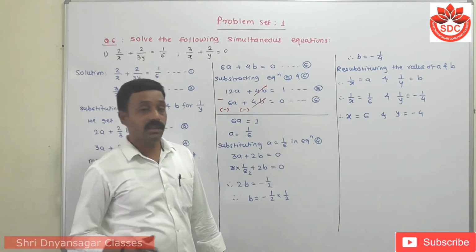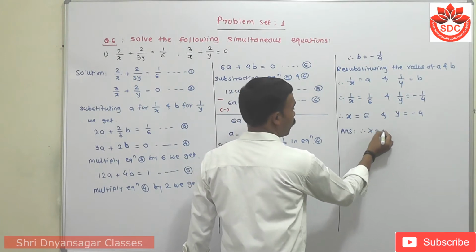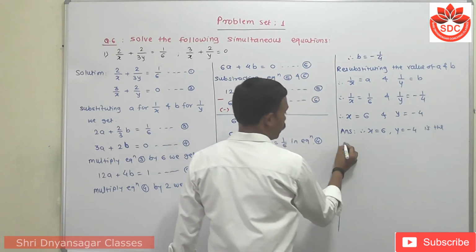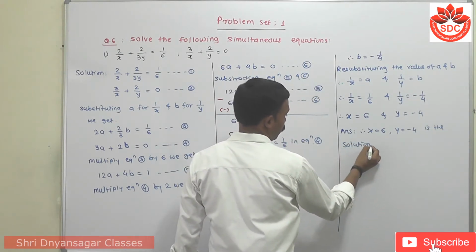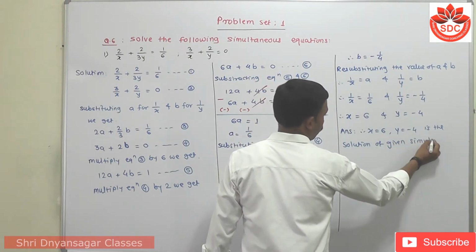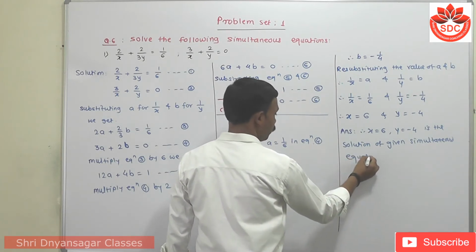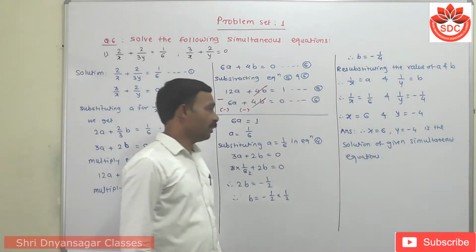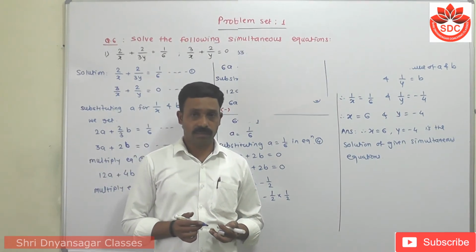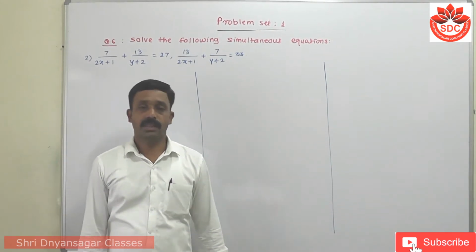So we write the answer in a full sentence. Answer: therefore x is equal to 6, comma, y is equal to minus 4 is the solution of the given simultaneous equations. Student, can you understand the first question? Okay, then we see the next, second question. Let's discuss the next question, which is an important question.